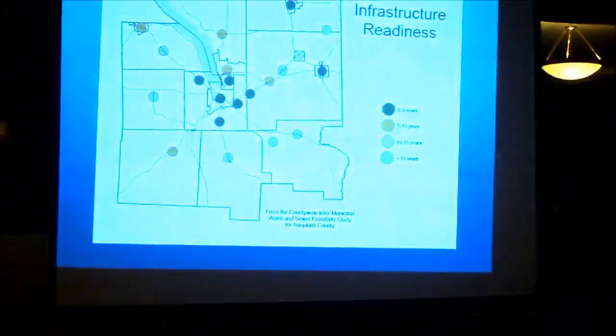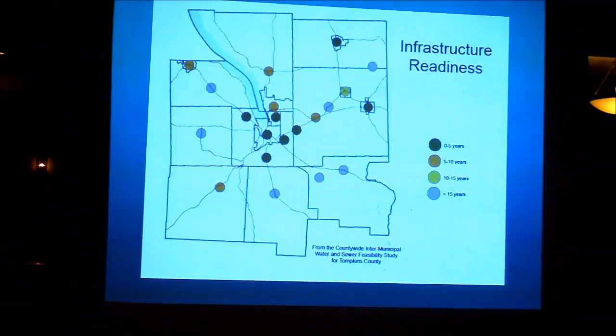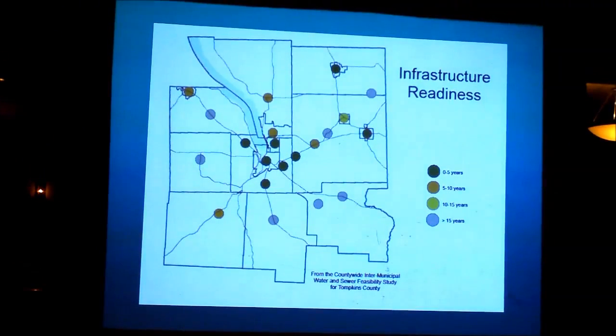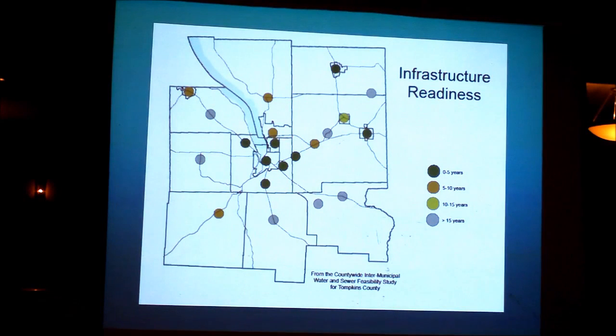Oops. You didn't get to see that for very long, I'm sorry. So this is the one summary of that entire study, a one-page summary. So this is just a map of the county. The circles are the areas we're talking about as development focus areas.